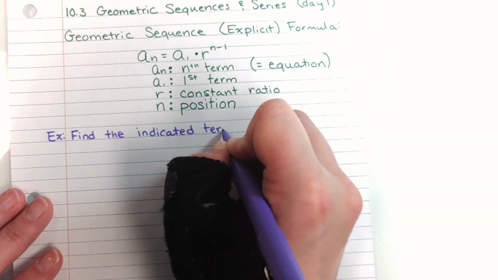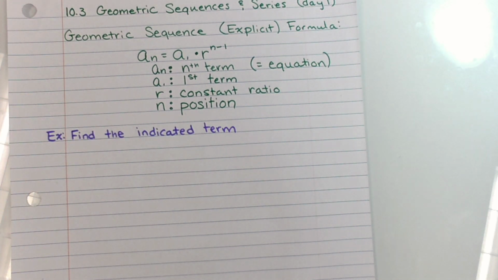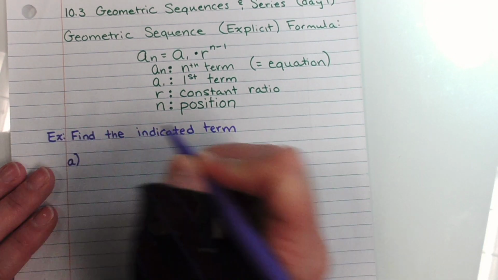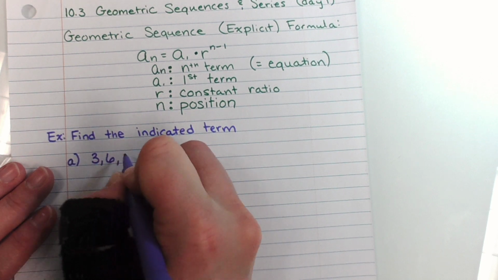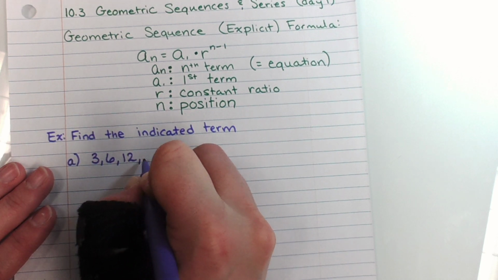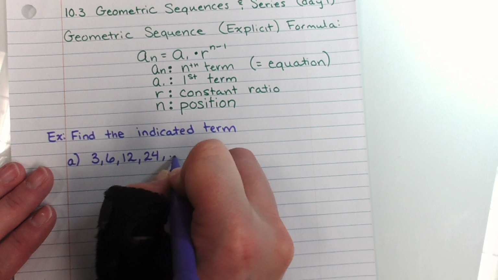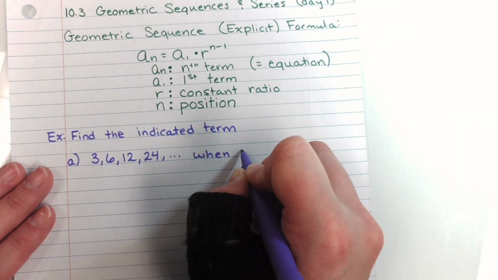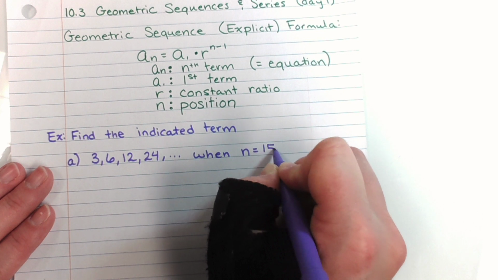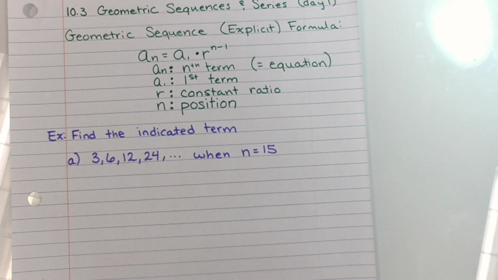So you have to pay attention to what you're being asked. One of the things you've been asked to do is to find an indicated term within a sequence. And then they'll give you some information about the sequence. Sometimes they'll give you values in the sequence, like this. Other times, they'll give you different pieces of information.